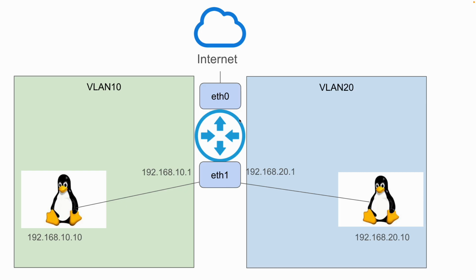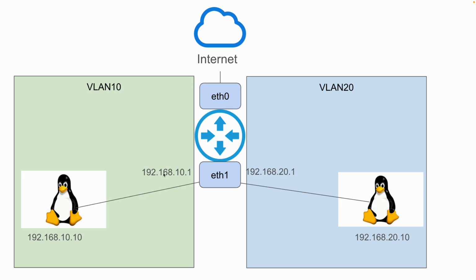I have in the middle my NFT machine. It has an interface ETH0 pointing to the internet and another interface ETH1, that's my LAN interface. And it's divided into 192.168.20.1, that's on my VLAN 20, and it's connected to my machine 192.168.20.10. And I have another leg on VLAN 10.